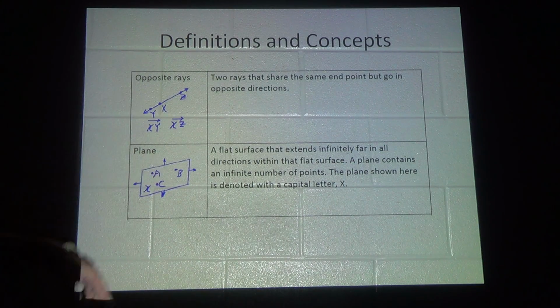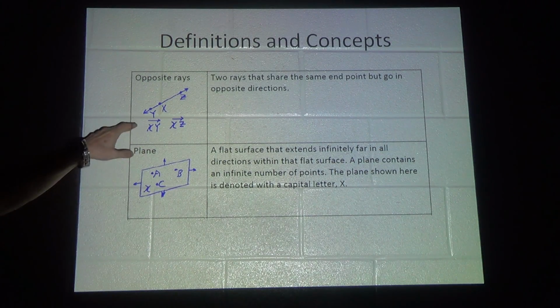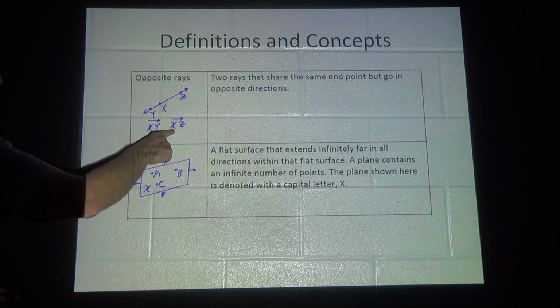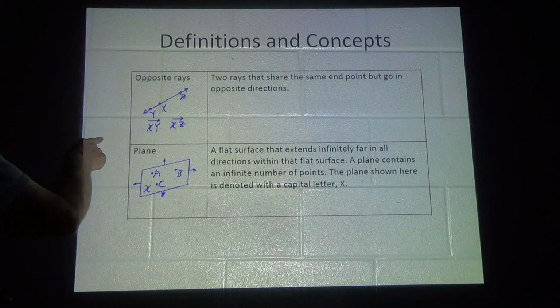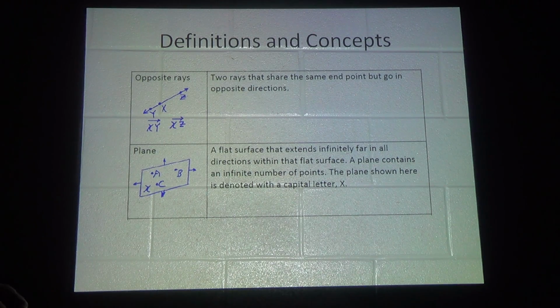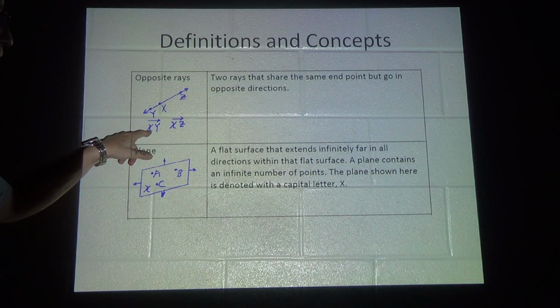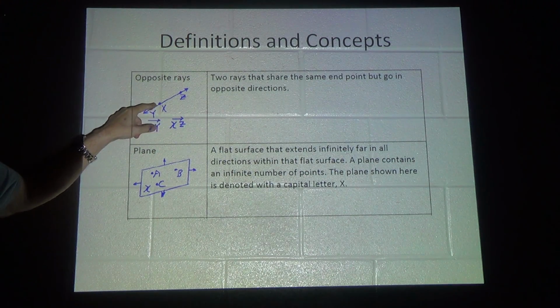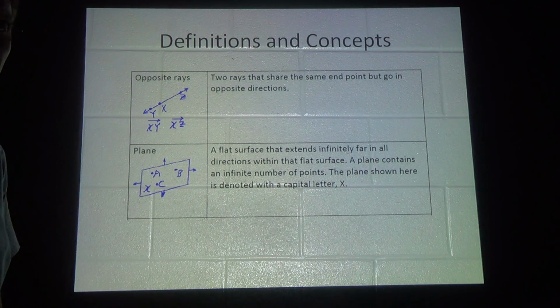Okay, opposite rays. This is another way that you can say the name of a line. Remember a line goes infinitely long in both directions. If you have opposite rays, they both start at the same end point like this. Both of these start at point X. But one goes through Y going this way, the other one goes the opposite direction through Z this way. So this would be ray XY and ray XZ, and they are opposite rays because they do not overlap except at the end point.